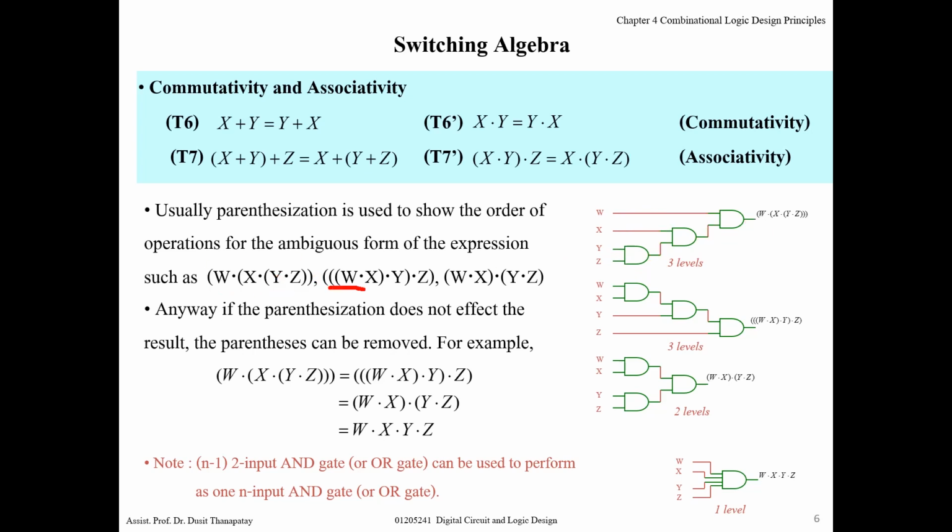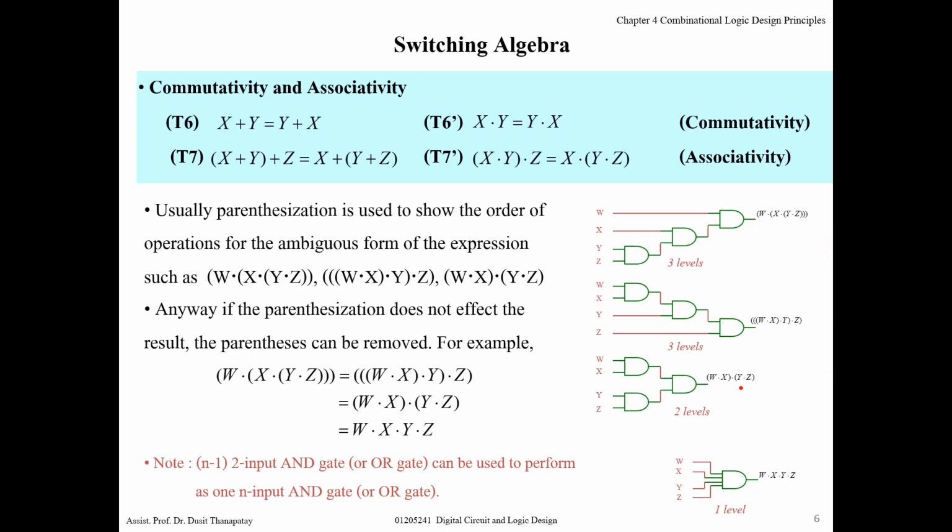How about this expression? W and x first, and then and y, and then and z. And for this expression, w and x, y and z, and then these two terms ANDed together, so we bring these two outputs of AND gates together, then we get the result. So all of this, you can obtain the same result.